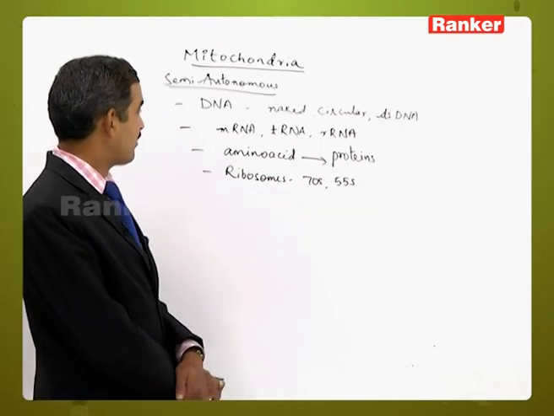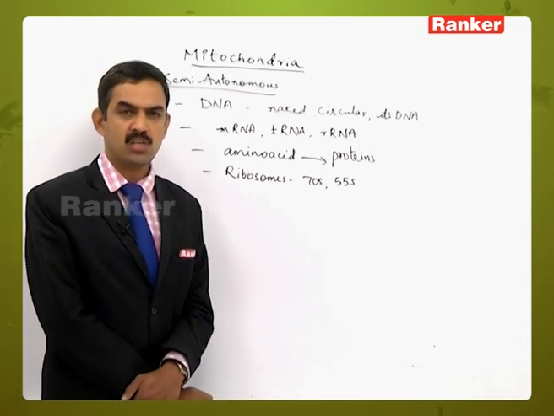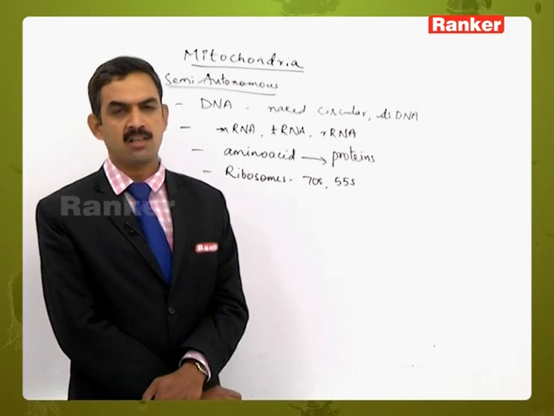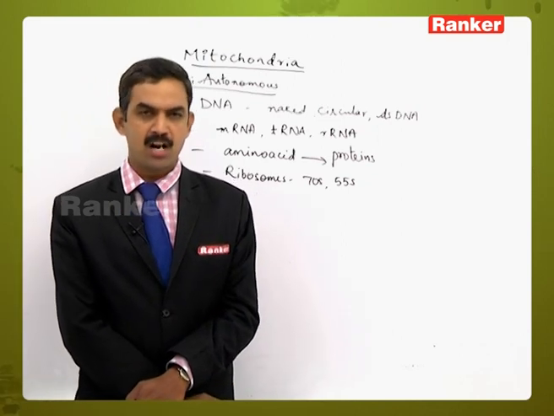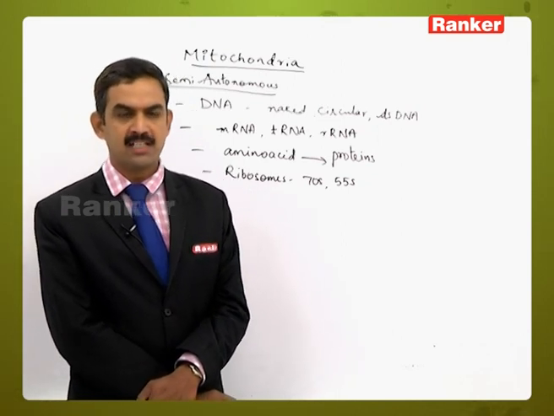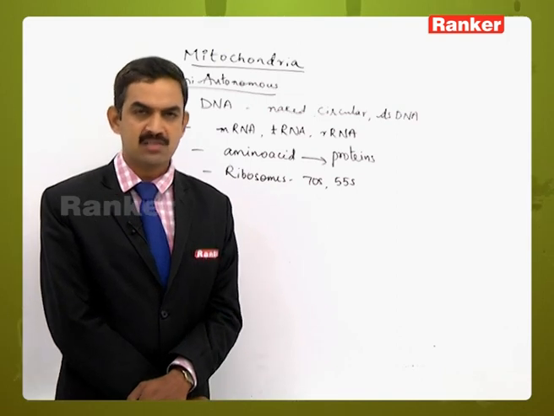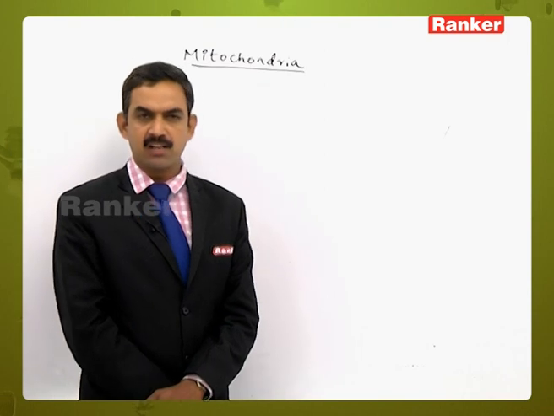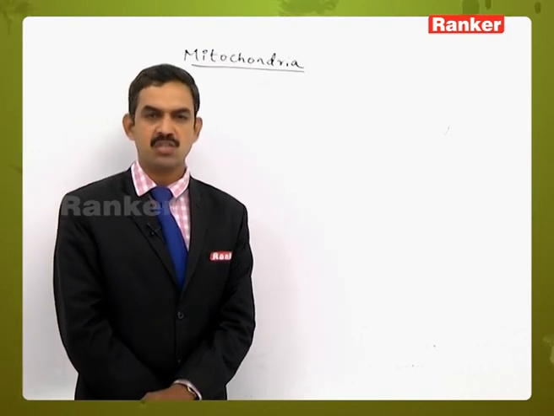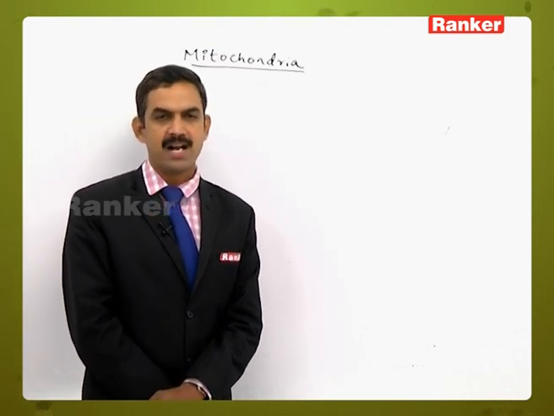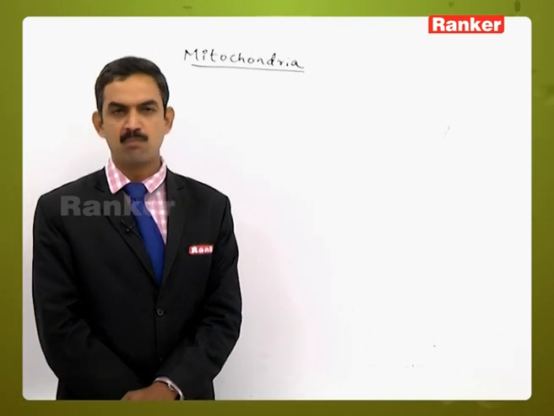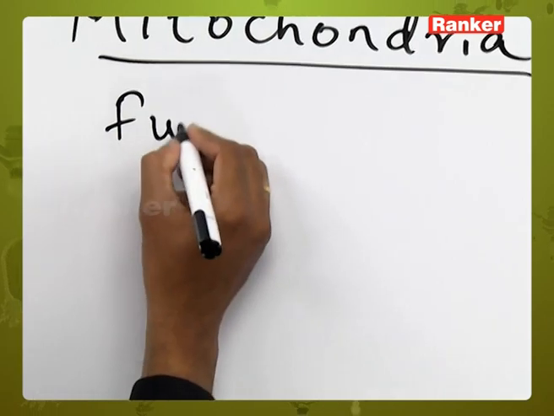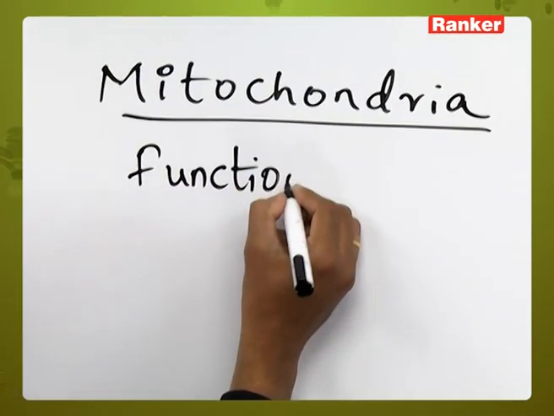Then some functions are also controlled by the nucleus of the cell. So, we call this mitochondria semi-autonomous, or we can also call it a self-duplicating cell organelle. How does the number of mitochondria increase in a cell? It is by a process called fission, or division of the mitochondria into daughter mitochondria by binary fission. Then what are the functions related to mitochondria?